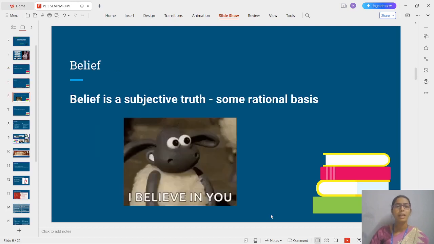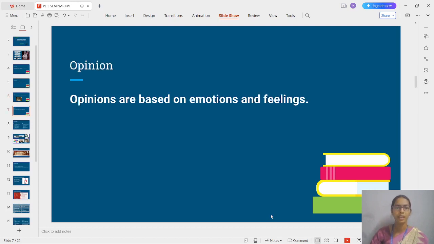So then, belief is a subjective truth. It is based on some rational basis. Then opinions are based on emotions and feelings. Next, we will see in detail about these four heads.